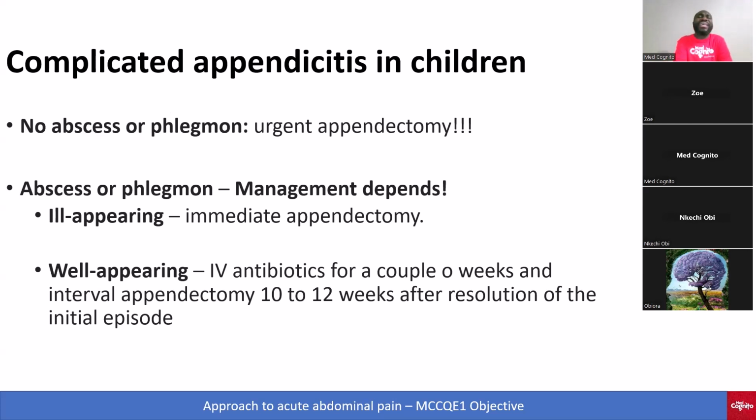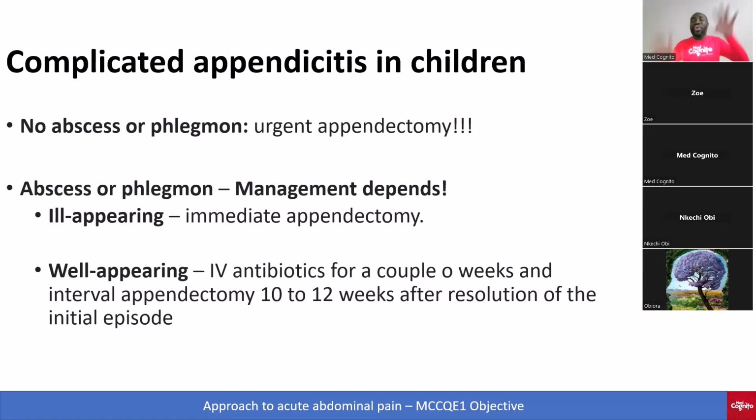What if the patient has abscess and phlegmon, but the patient looks very sick, ill appearing? What should be the management? Appendectomy as well. But if the patient has developed localized abscess, but is well appearing and does not look so sick, then what you want to do is to give IV antibiotics and do what we call interval appendectomy after about 10 to 12 weeks. You give IV antibiotics for a very long time, and then you do interval appendectomy.